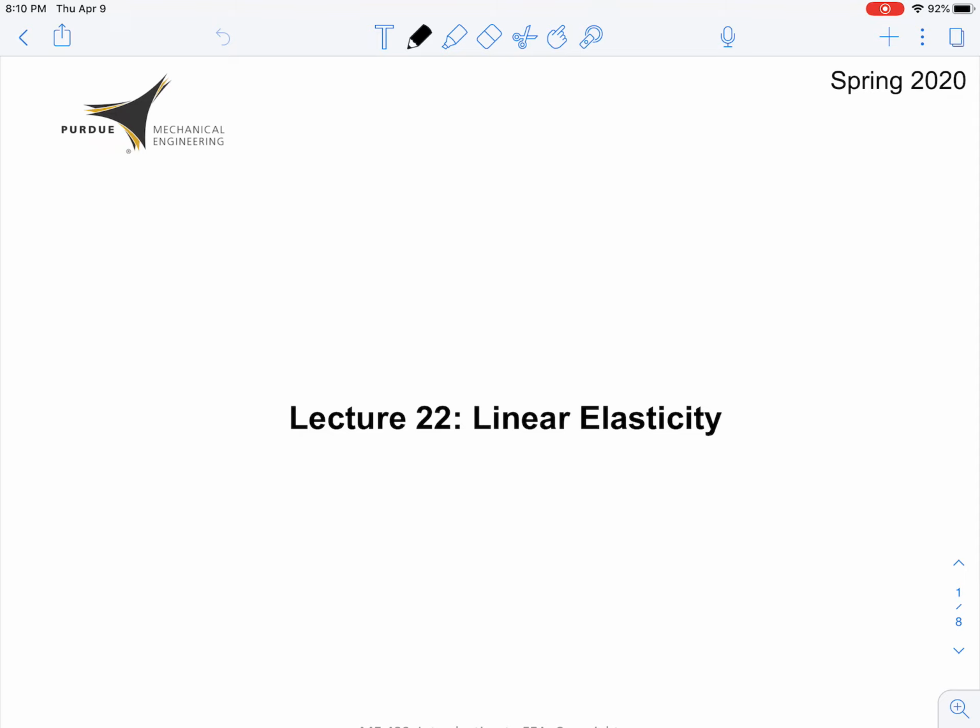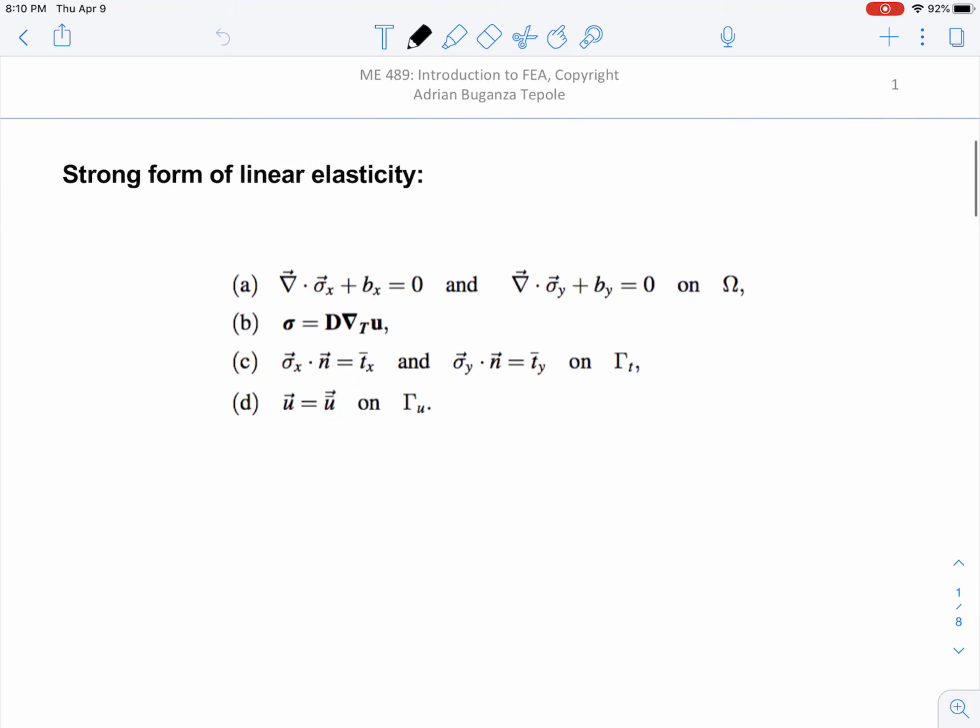Alright, class. So now that we are done with the 2D heat transfer problem, we're gonna move on to the 2D linear elasticity problem. As always, as you can expect, we're gonna start with the strong form of the linear elasticity problem, and it's gonna be very similar to the strong form of the heat transfer problem. The only difference really is that there's now x and y components.